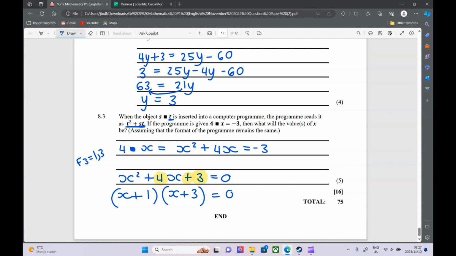Then we can work out what the value of x is. So either we're going to have x plus 1 is equal to 0, or we're going to have x plus 3 is equal to 0. If we take the 1 across, it becomes a minus 1. If we take the 3 across, it becomes a minus 3. So those are our possible values for x. We could either have x is minus 1 or x is minus 3.